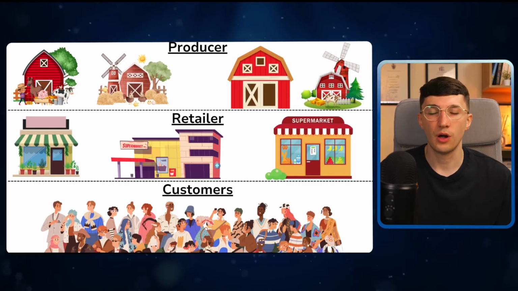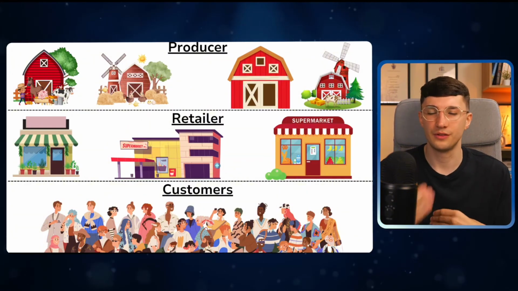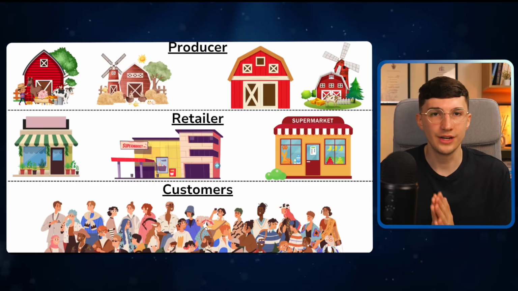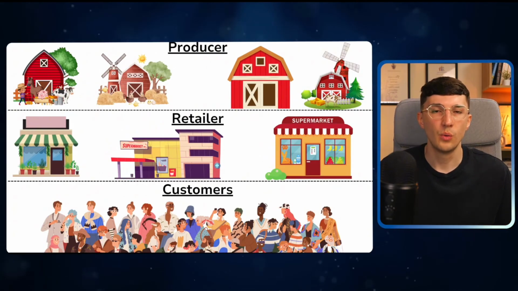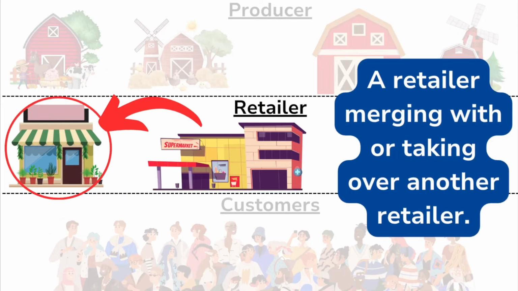So imagine our supply chain looking like this. This is a very, very basic one. It's normally a lot more complex with lots of different layers. But just to explain this concept, we've got your producers, you've got your retailers, and you've got your customers. Well, we know a horizontal line looks like that. So when we look at horizontal integration, as we said, a retailer would merge or take over another retailer.